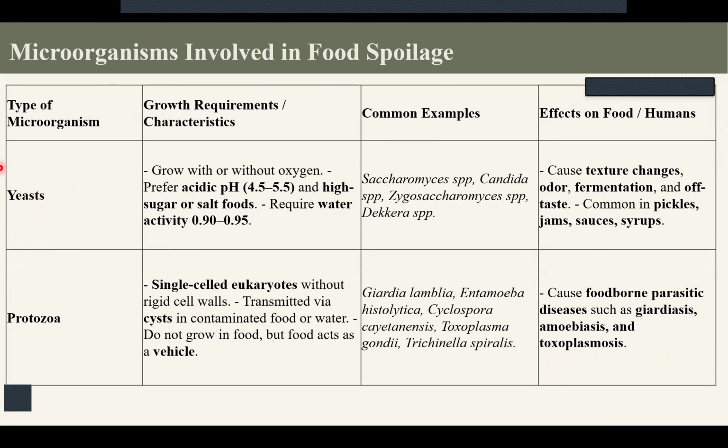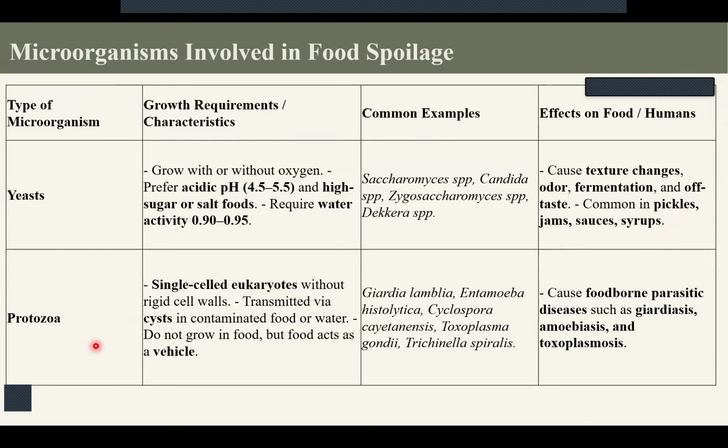Coming to yeast, yeast are unicellular fungal organisms. They prefer acidic pH. They grow in the food samples that contain high salt and sugar. Examples, we have Candida as well as Saccharomyces. They are most importantly used in fermentation. Therefore, we can find them in pickles, jams, sauces, and syrups.